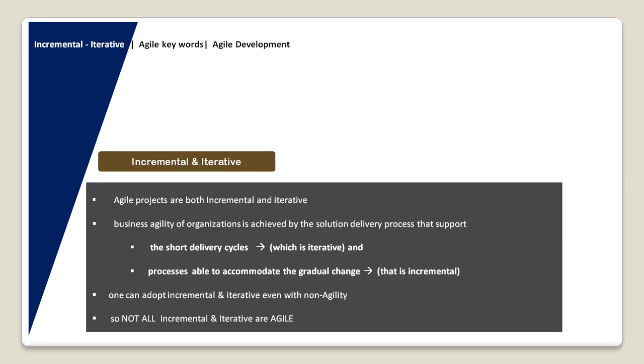The point of Agile is achieving business agility. The approach of Agile is focusing on business agility. Here, business agility refers to the ability of the organization to respond to change. This is supported by a solution delivery process that can support short delivery cycles, which is iterative, and processes that are able to accommodate change, which is nothing but the incremental.